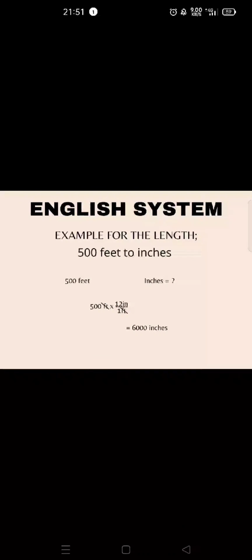And here is the example for the length. 500 feet to inches. First, you should put the given, which is 500 feet, and the inches equals to question mark because it is still unknown. And the solution is 500 feet times 12 inches divided by 1 foot. First, you should cancel the same symbol and use your scientific calculator. And the answer will be 6,000 inches.